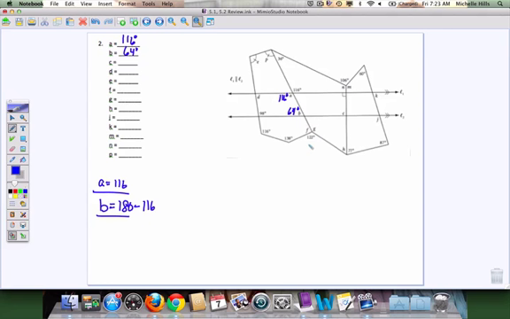So for C, I have to look on the picture and see where C is and see if I can find that next. Yeah, these two have to be supplementary. That's 90 degrees. So C has to be 180 minus 90, which means C has to be 90 degrees.